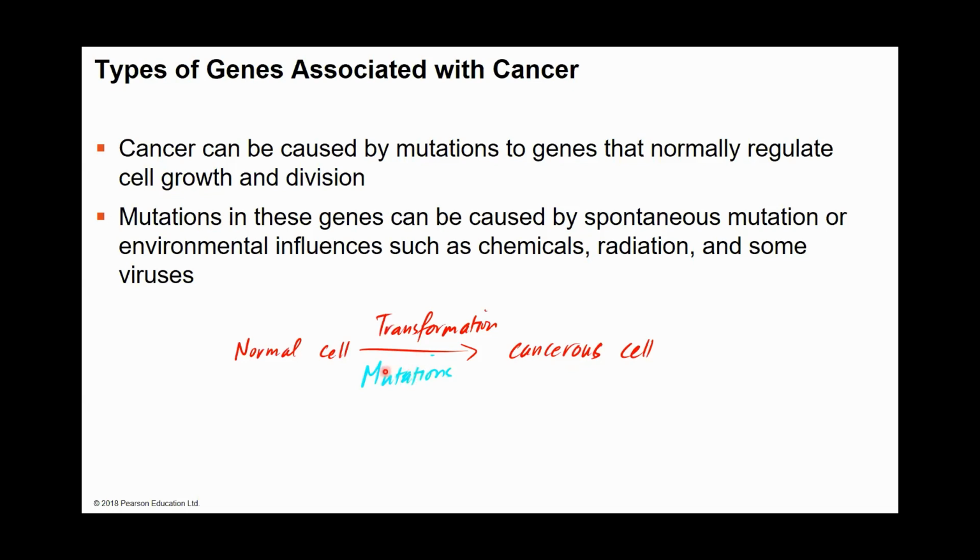Now, how these mutations might transform a normal cell into a cancer cell, we will learn about this, inshallah, today and maybe next lecture. But typically, these mutations affect genes that are important for regulating cell growth and cell division, okay? Or genes that are important for regulating the cell cycle or cell cycle control.